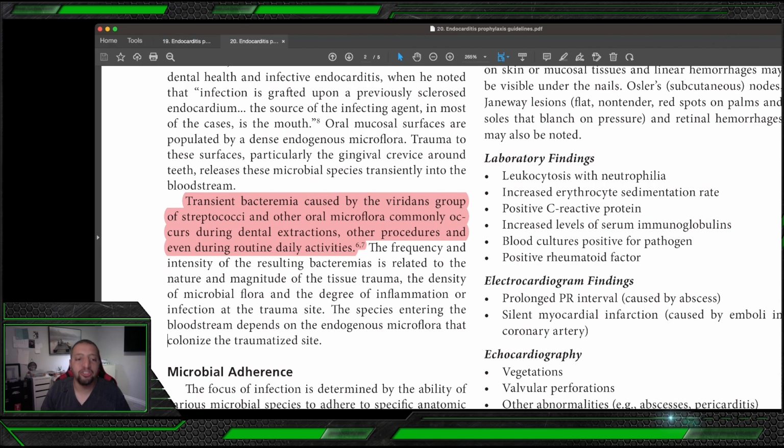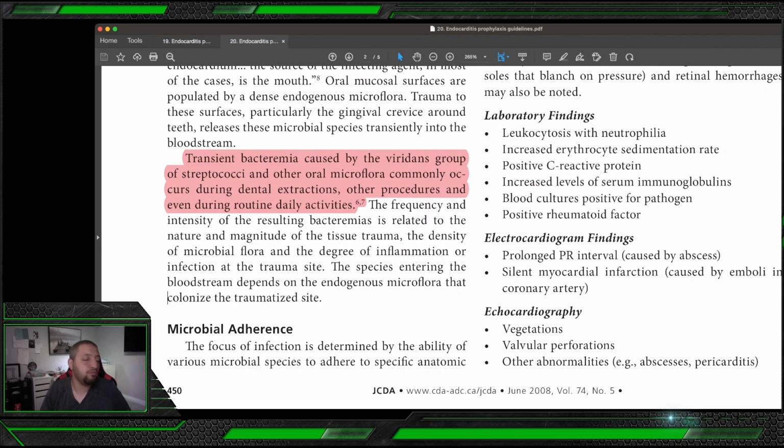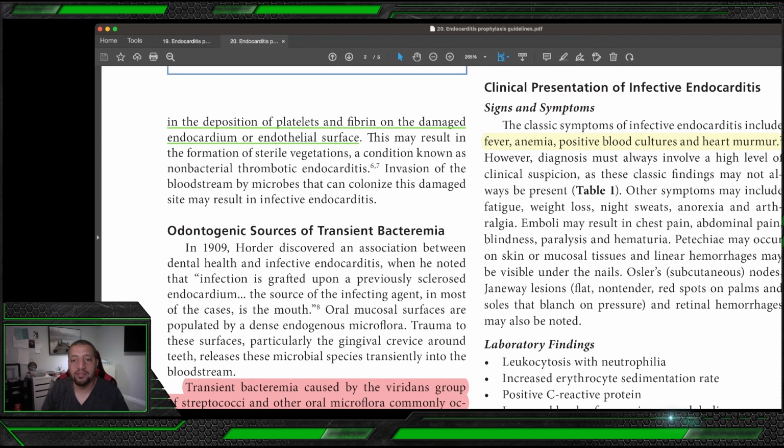So the bottom line here is that transient bacteremia caused by very dense groups is the criminal here, which is going to do this harm for our patient. So we should take care of this.